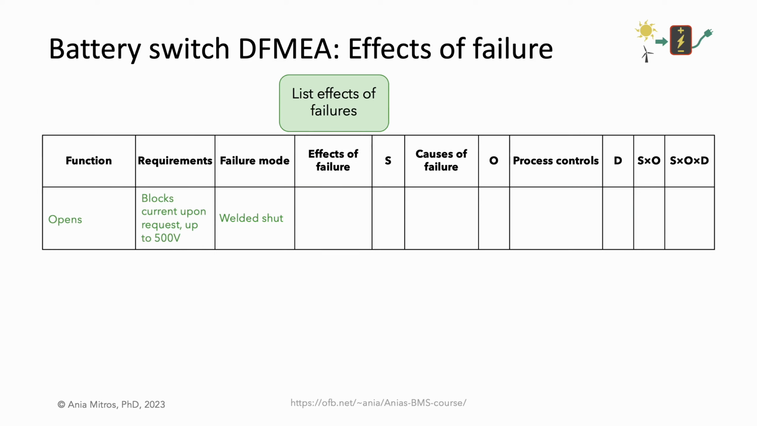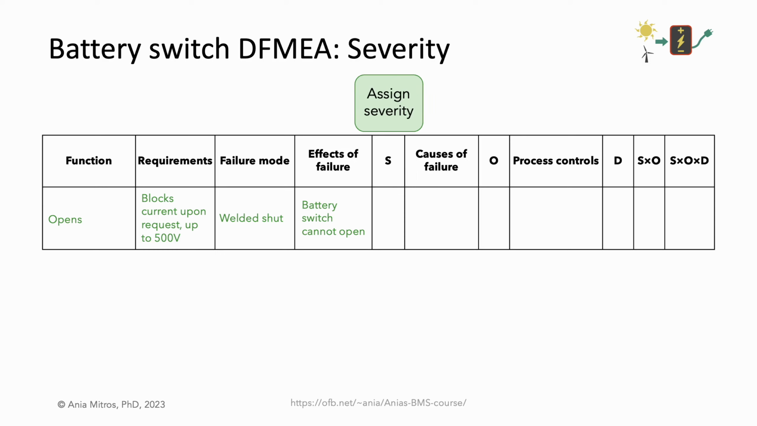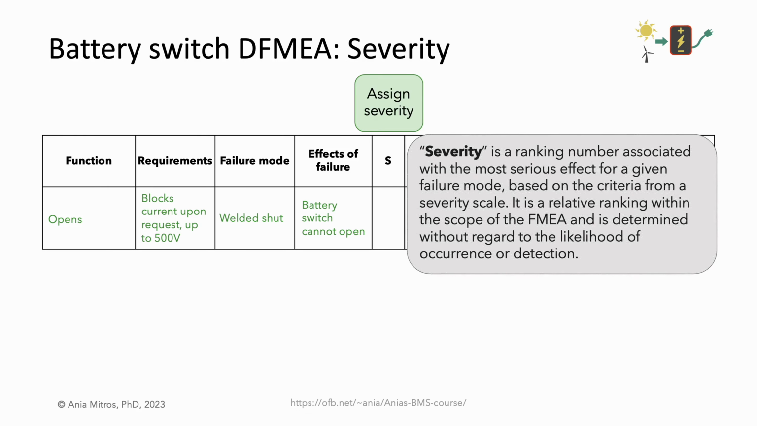What is the effect of a battery switch welding shut? If it's permanently shut, it cannot open. And now, we arrive at the first numerical rating. We need to assign a number representing the severity of the failure. Severity is defined as a ranking number associated with the most serious effect for a given failure mode, based on the criteria from a severity scale.